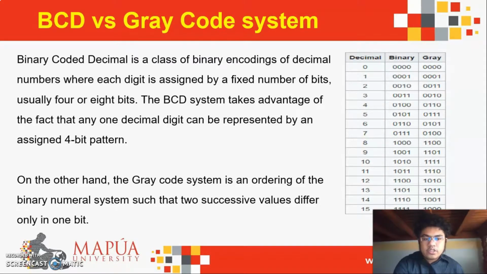The table on the right shows the relationship between the decimal number, the BCD equivalent, and the Gray code equivalent. Note that the BCD equivalent in the second column and the Gray code in the third column differ in only 1 bit.